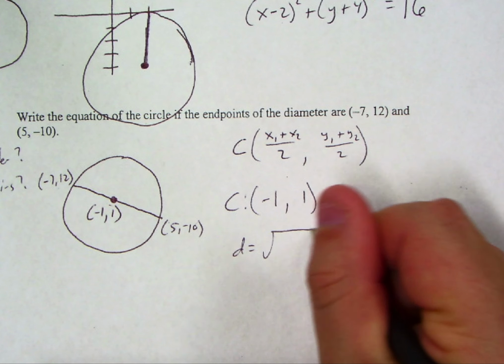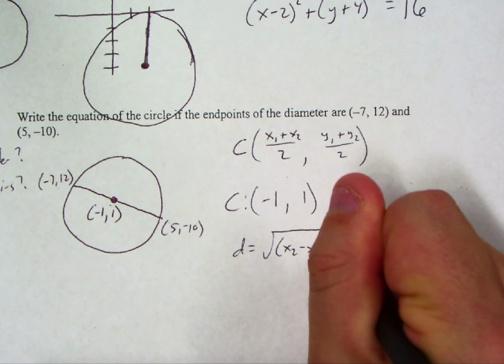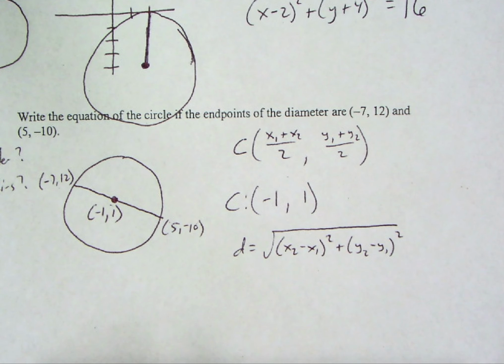The distance formula is the square root of x2 minus x1 squared plus y2 minus y1 squared. You probably thought you were done with these formulas. They never go away. These things never go away.